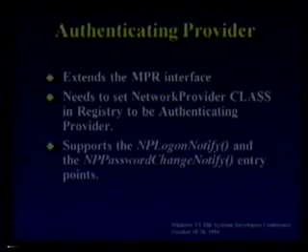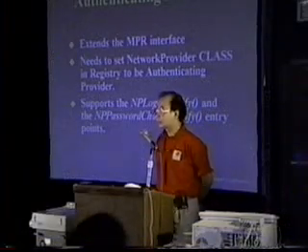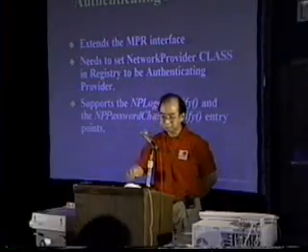The authenticating provider is actually an extension of the MPR interface. What you do here is basically set a flag in the registry which says that you belong to the authenticating provider class, and you support two functions, login notify and change password notify, which are callouts that you will get from WinLogon and the change password UI. Typically you can just use the same DLL as you would for the network provider. There's no reason to have a separate DLL. You just have some extra endpoints in it.